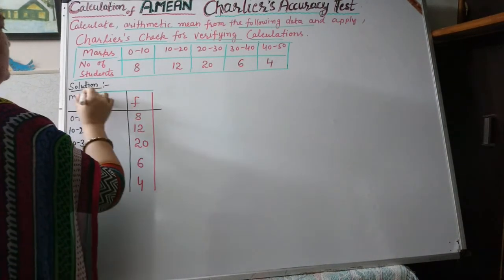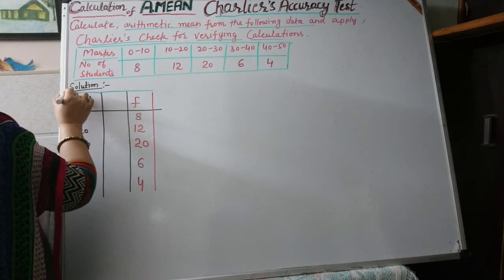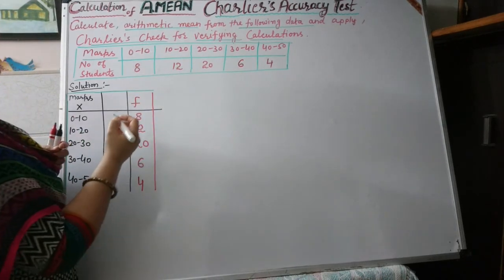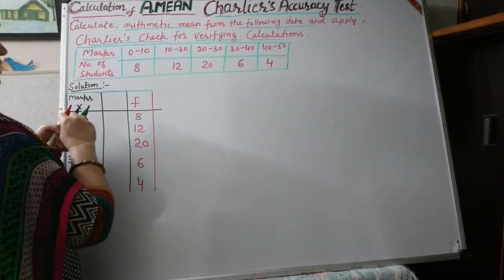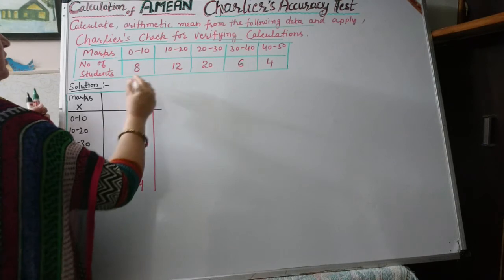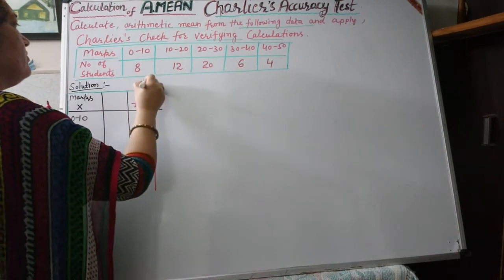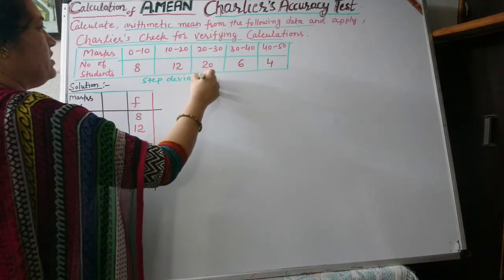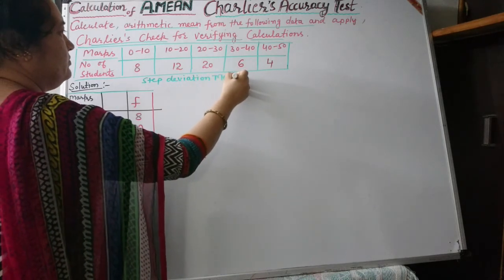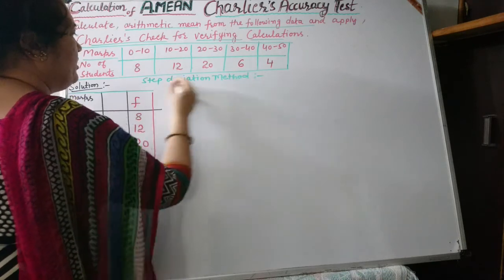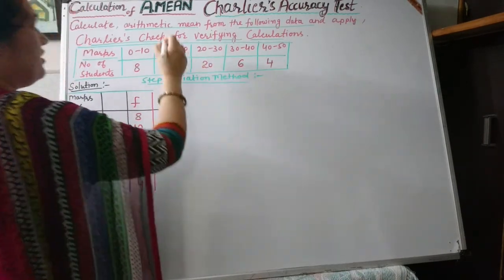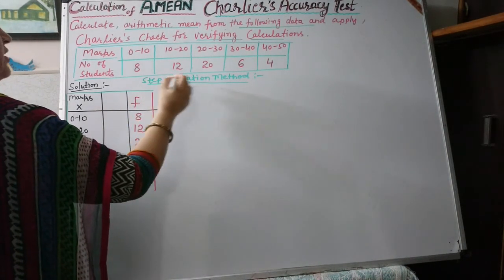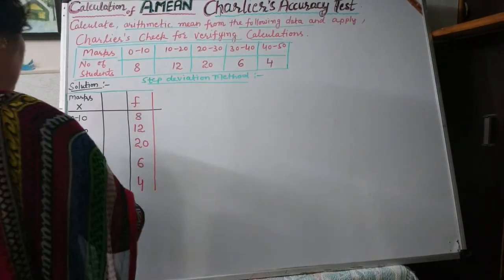It is our choice through which method we are calculating, because here the method is not mentioned. So I am applying the step deviation method. In the direct method you can't apply Charlier's accuracy test. In the shortcut method and in the step deviation method, in both methods you can apply.